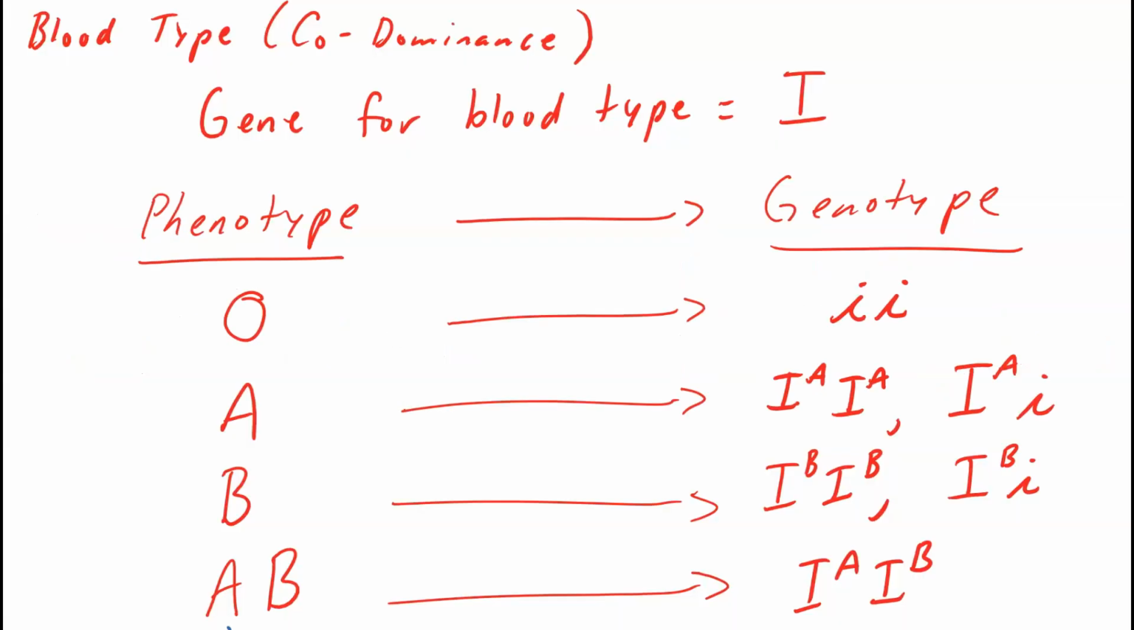You can pause this at any time, obviously, to get this down. You are going to have to memorize the 4 phenotypes for blood type. You are going to have to memorize the genotypes that correspond with those phenotypes, so you can pause and get those in your notebooks at any time.